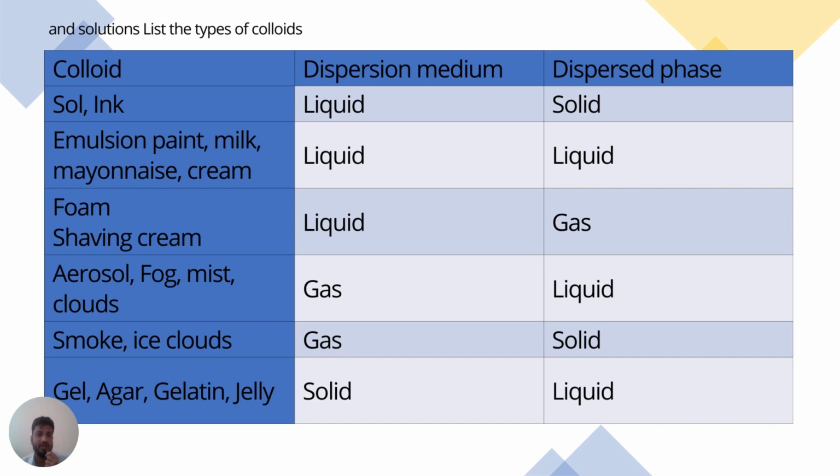Then we can have gas as a medium, a lot of gas, and inside the gas, liquid is dispersed. For example, aerosol and fog, mist, we already saw. And then smoke and ice clouds are solid dispersed in gas. The last one is liquid dispersed in solid, which is agar gel and gelatin.